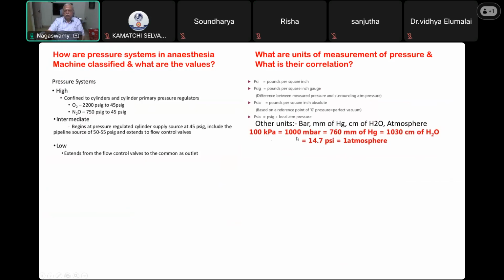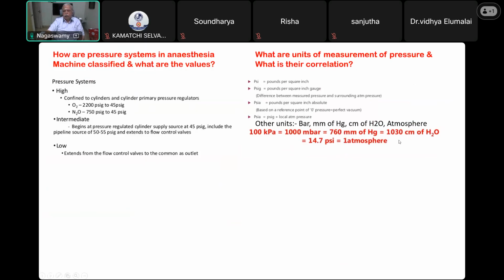The equivalents are very, very important. 100 kilopascal is equal to 760 millimeters of mercury. So how much will be 1 kilopascal? 7.6 millimeters of mercury. Sometimes blood pressure measurement is also given in many books as kilopascals. So 1 kilopascal is equal to 7.6, or roughly you can remember 7.5 for easy calculation. This is a very common conversion you have to remember: 1 kilopascal is equal to 7.5 millimeters of mercury.